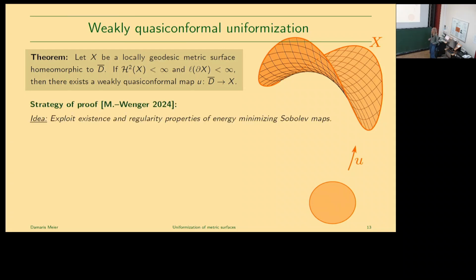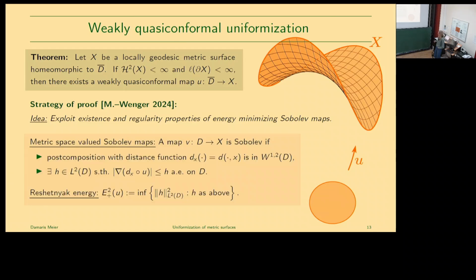And the idea is to make use of existence and regularity of energy minimizing Sobolev maps to create this parametrization. For the ones who have not yet seen a definition of Sobolev maps in metric spaces, this is one.